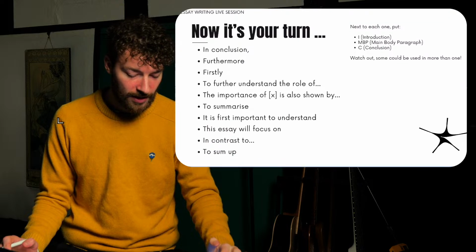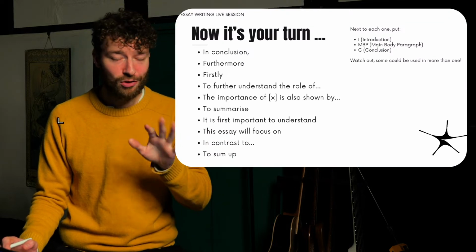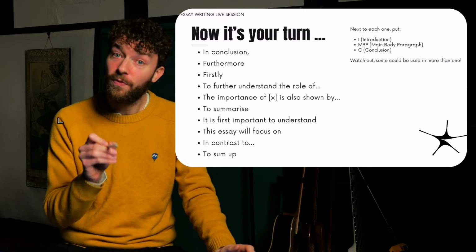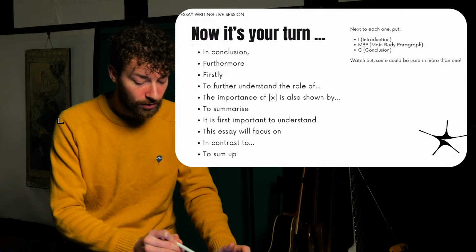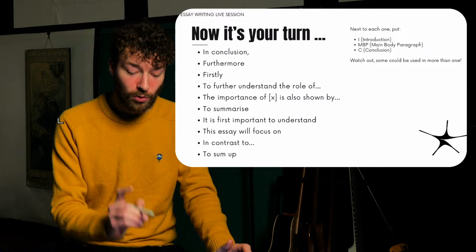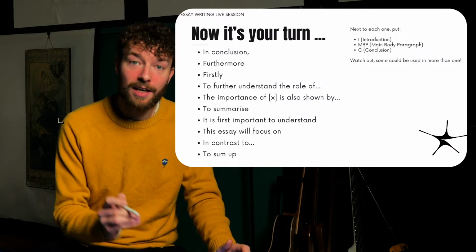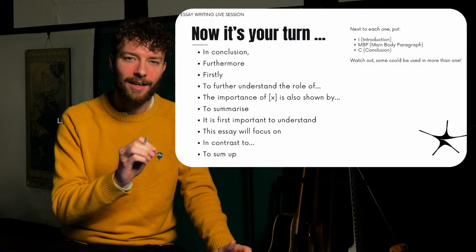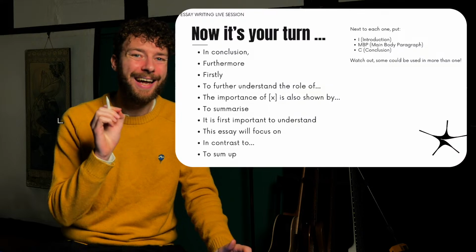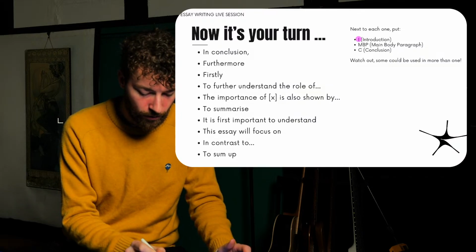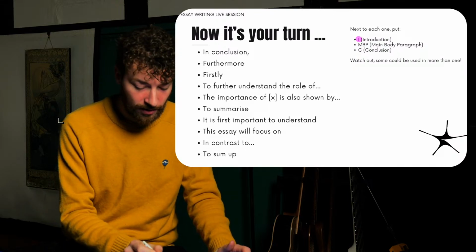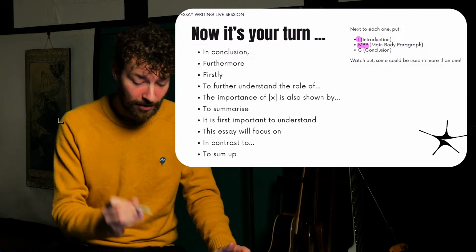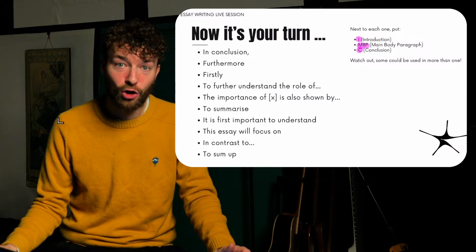Okay, so now it's your turn. I'm going to give you another 2 minutes, although it might not be quite 2 minutes. Now you can see behind me and hopefully in front of you as well, you've got a list of words and phrases. What I want you to do is next to each one, put a little letter to indicate where you think this phrase would go in an essay. You've got options. You've got the I for introduction, MBP, not MVP like the NBA, but MBP for main body paragraph, and then C for conclusion.